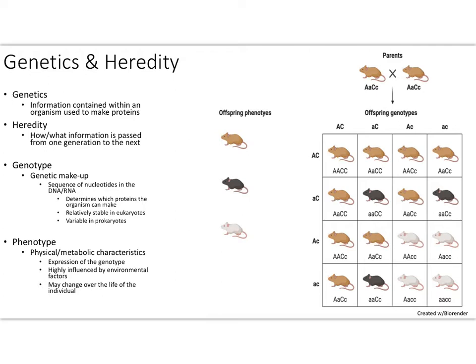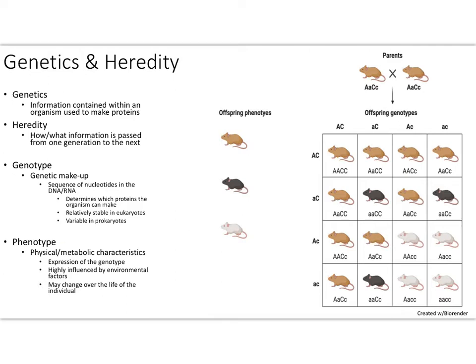But for now, the big thing that you want to know about genotype is that genotype is the genetic makeup. When we're talking about genotype, we're literally talking about the order of the nucleotides, the order of the A's, G's, C's, and T's in an organism's DNA. And that for eukaryotes, the genotype is fairly stable throughout its lifetime. But in prokaryotes, it can be fairly variable. Now, the next term is phenotype. And a lot of times people have a very difficult time distinguishing between what is phenotype and what is genotype.